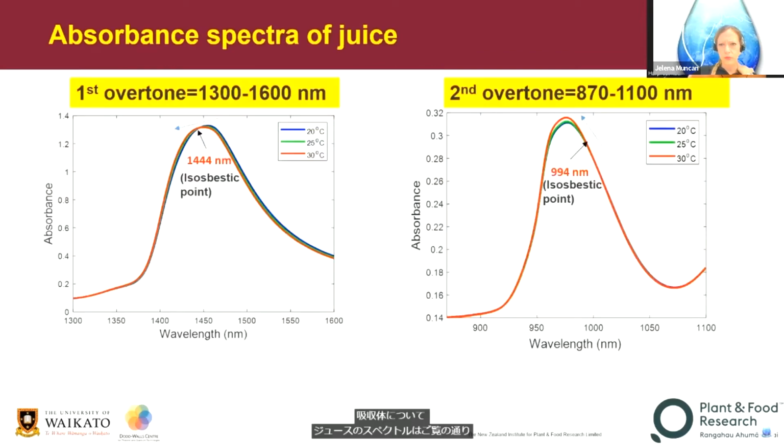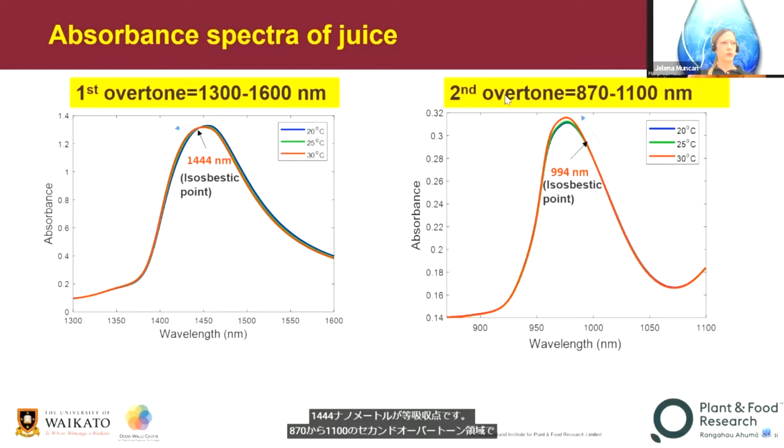Talking about the absorbance spectra of juice, as you can see in the first diagram, in the first overtone region from 1300 to 1600 nanometers, with an increase in temperature, there is a lateral shift in the absorbance peak. 1444 nanometers is the isosbestic point.